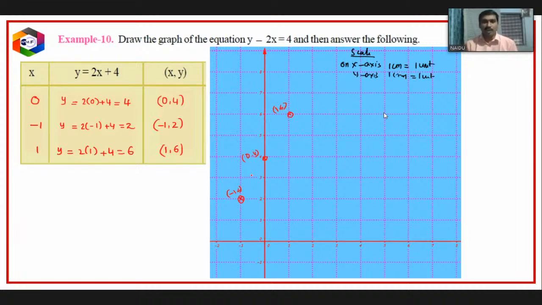Now what we have to do is join these using the scale. I am going to draw the line, that means a straight line. Observe children here. Yes, if you can observe, this is the line which is passing through all the 3 points. Must and should, the line has to pass through all the points we have taken.